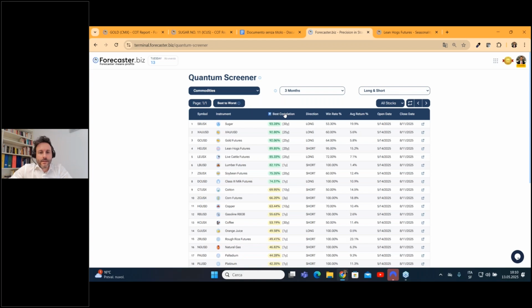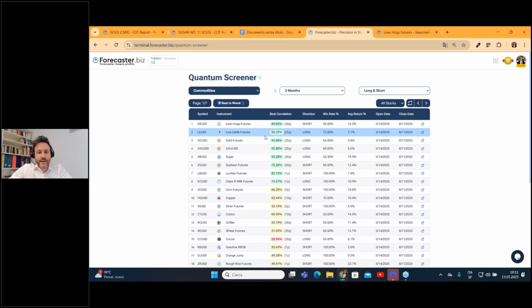Very, very nice. You can also find the worst correlations, which I told you we can use for the opposite side. But we can also find here, as you can see, sugar, gold, which is what we found before. If you click on best to worst, you can find the balance between the best correlation and also the win rate.